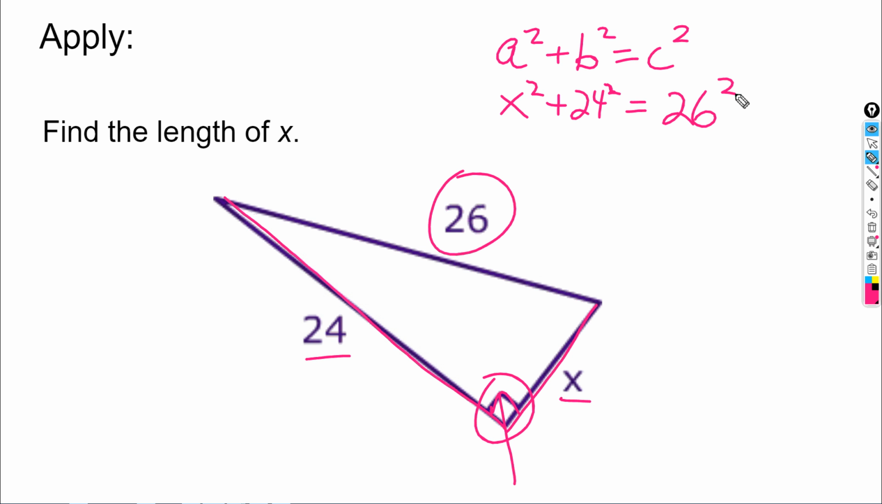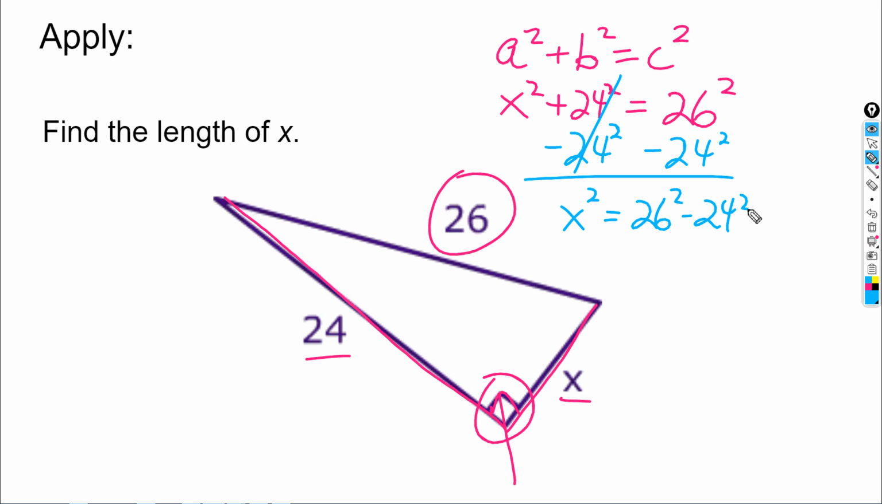At this point, I might be tempted to reach for a calculator right away, and you certainly could do that. But I'm going to do a little bit of algebra first. So I'm just going to subtract the 24 with the exponent. So I have x squared plus 24 squared. Well, let's get rid of the 24 squared. So those are gone. Whatever I do to one side, I'm going to do to the other. And so now I'm going to have x squared equals 26 squared minus 24 squared. And then for that last step, what I'm going to do is still square root. And so my answer is going to be the square root of 26 squared minus 24 squared.